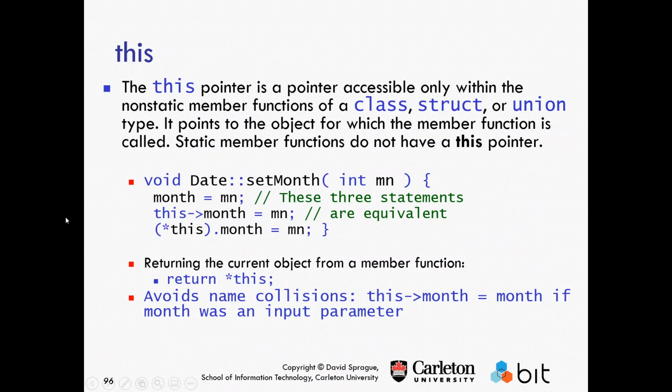When I call a function like setMonth, if I call this, it means the pointer to myself. The this pointer, I should have a video of myself on this one. It's pointing to me. This me.